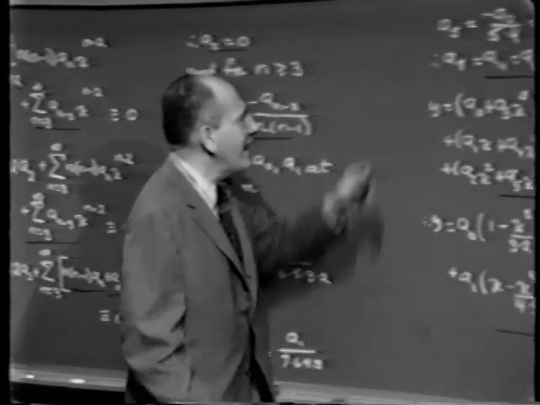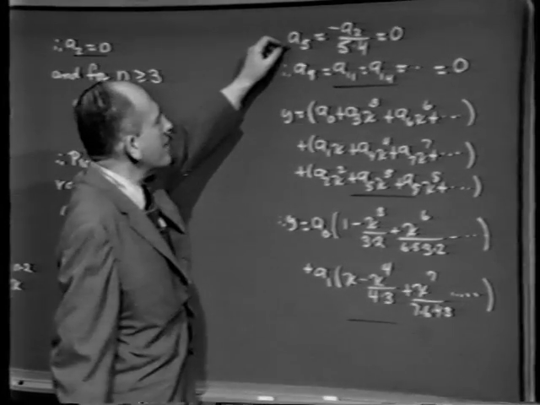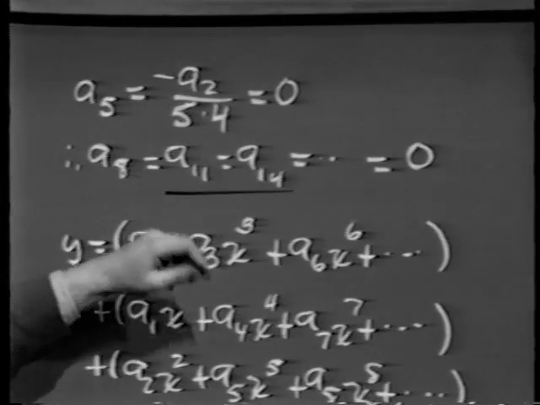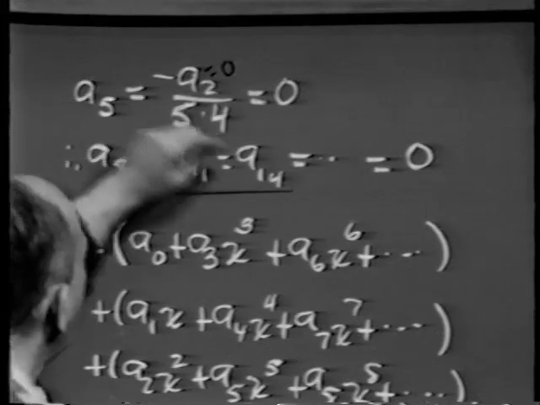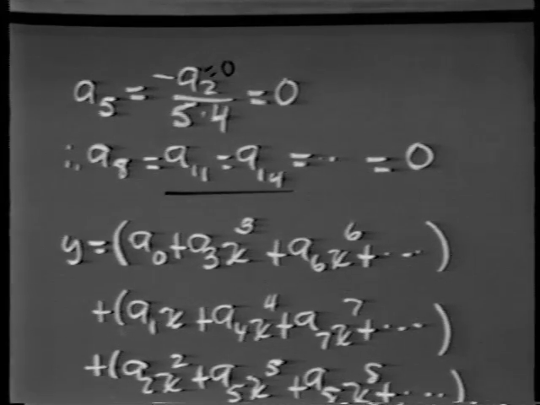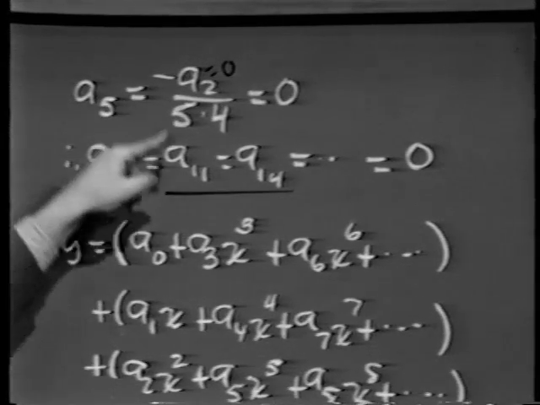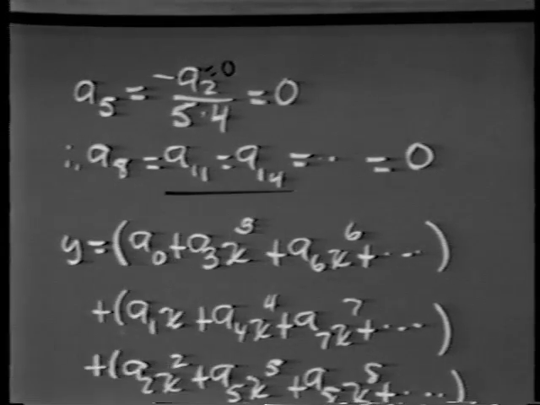Finally, to find a5 or a8, notice that using the same recipe, a5 is minus a2 over 5 times 4. But since a2 is 0, a5 will be 0. And similarly, because a5 is 0, a8 will be 0. And so will a11 and a14, etc.